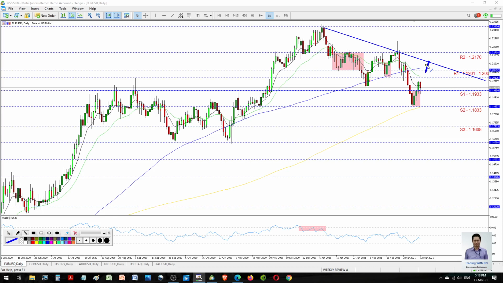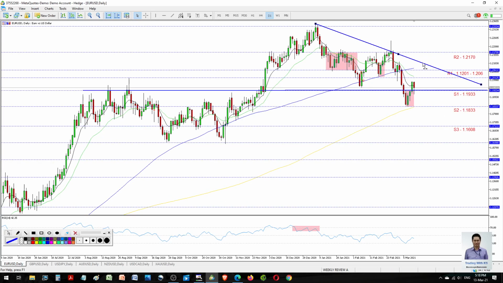If the price continues to break up, the bullish momentum will continue. If the price breaks up above this trend line that we drew over here, it means the trend has reversed back to the bullish trend.